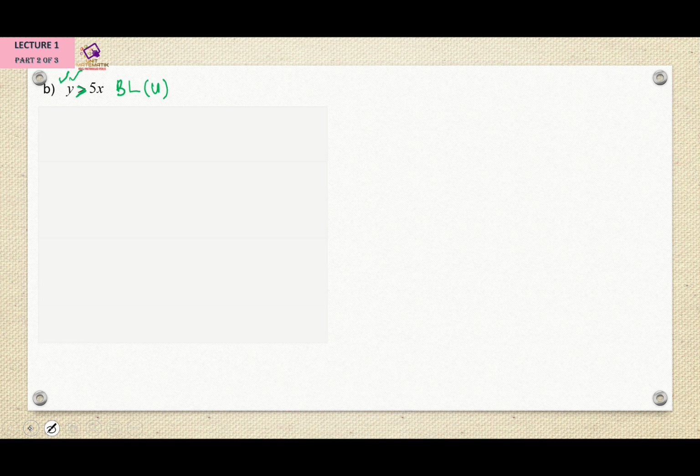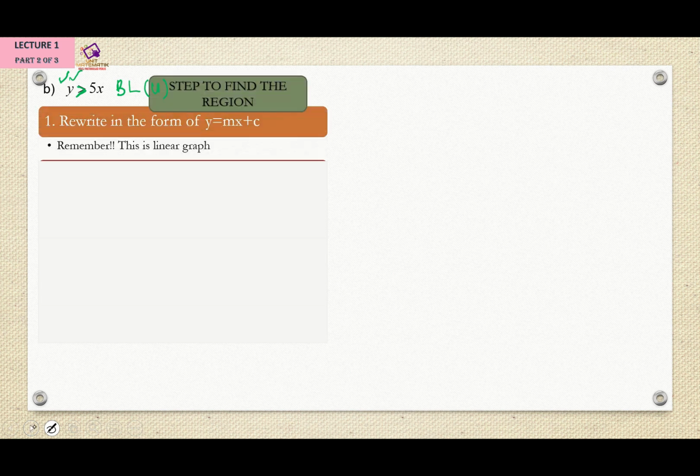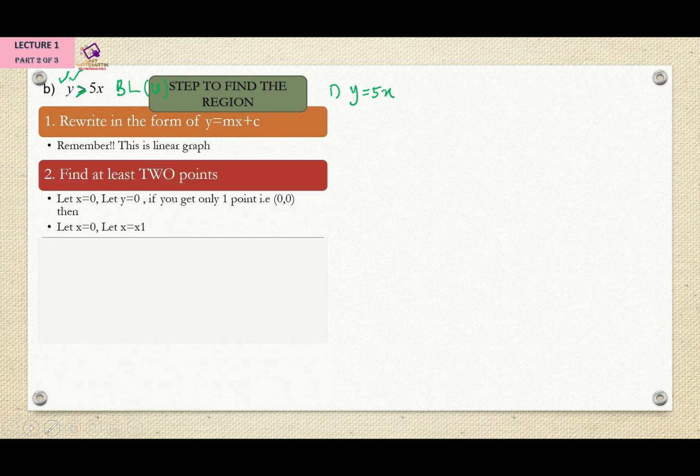Next, let's look at the steps. First step, we need to rewrite in the form of y equals to mx plus c. So number 1, we should write like this, y equals to 5x. Okay, so remember this is linear graph. Then number 2, find at least 2 points. So to be easy, we let x equals to 0. So when x equals to 0, y will be 0 as well. So the point will be 0, 0.